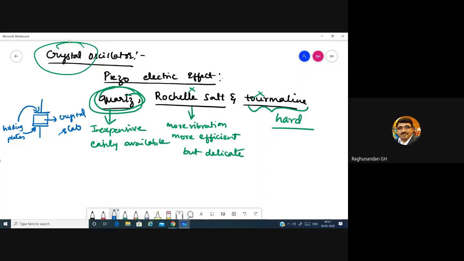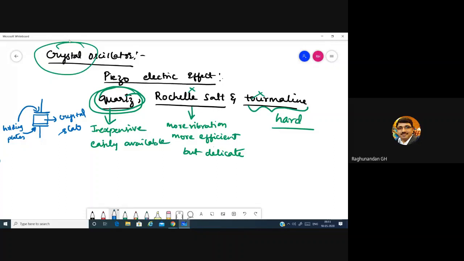We haven't seen it in the lab. You'll see it with a steel cap. Inside that, the crystal will be there. So whatever you are seeing now, that is the steel plates or holding plates. What we are talking about here, we have shown only on one side, but it will be covered on all the sides.